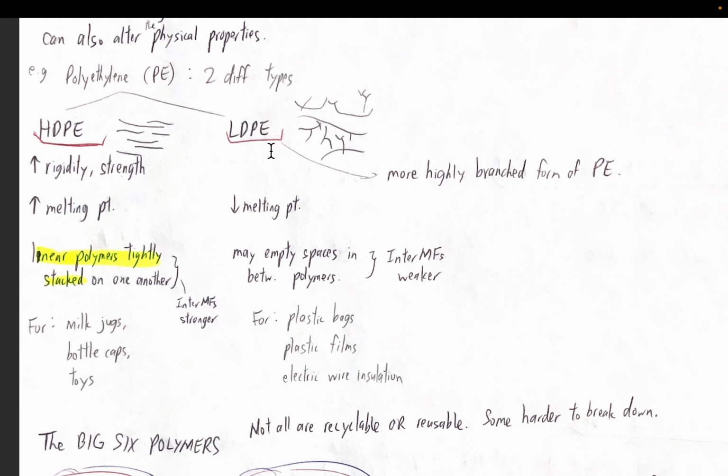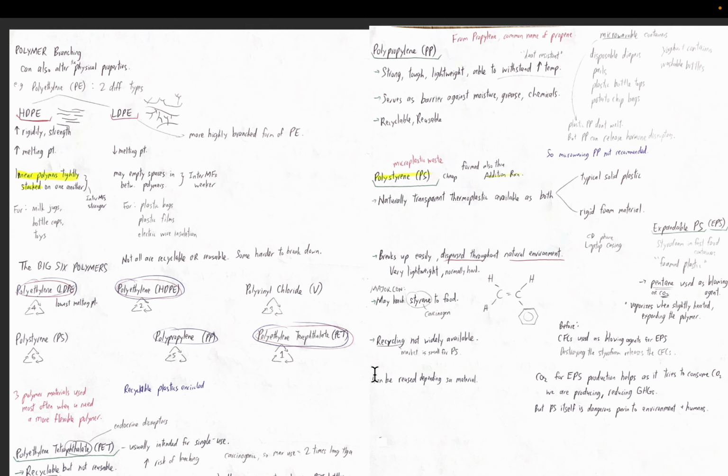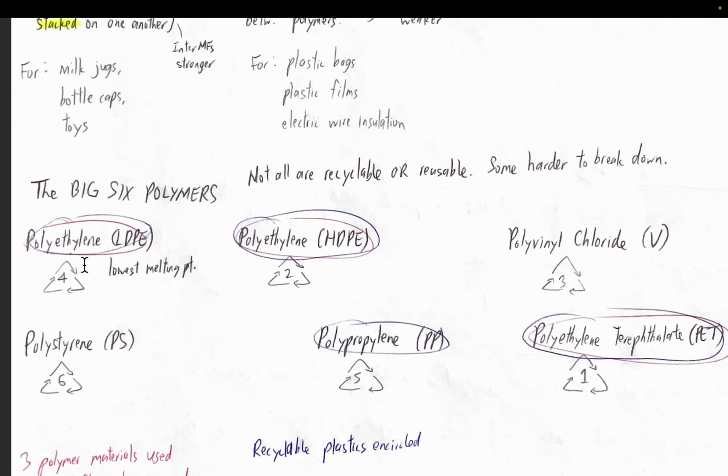For LDPE, they have empty spaces in between the polymers. So yeah, consequently, the intermolecular forces are weaker. This is what it looks like in illustration form. And low density polyethylene is usually used for the creation of plastic bags, plastic films, and electric wire insulation. So yeah, like I said earlier, of the big six polymers, we've already tackled three of them.